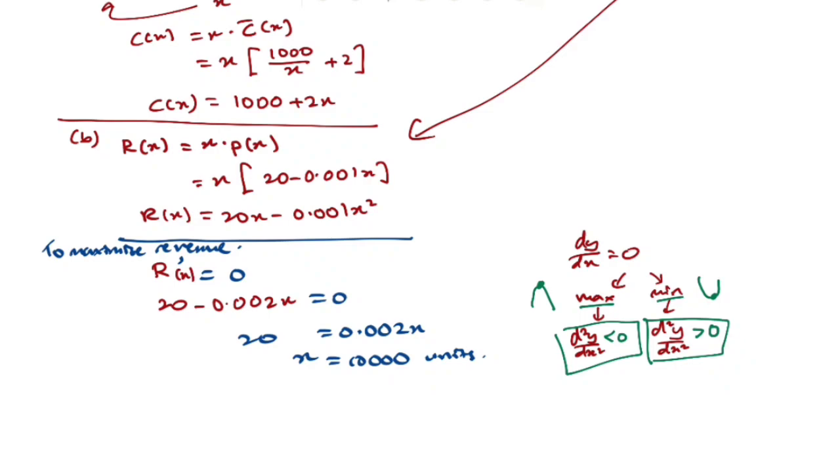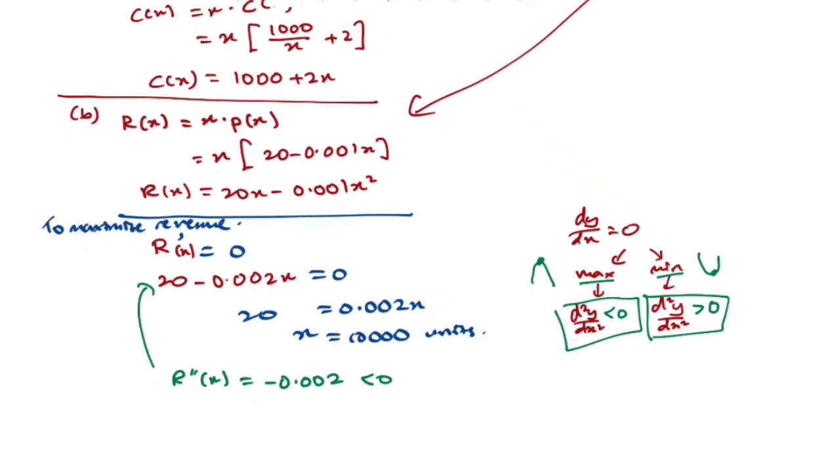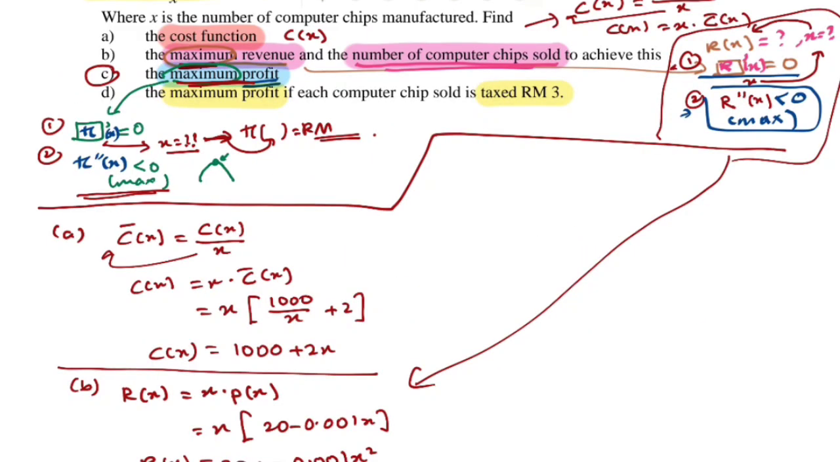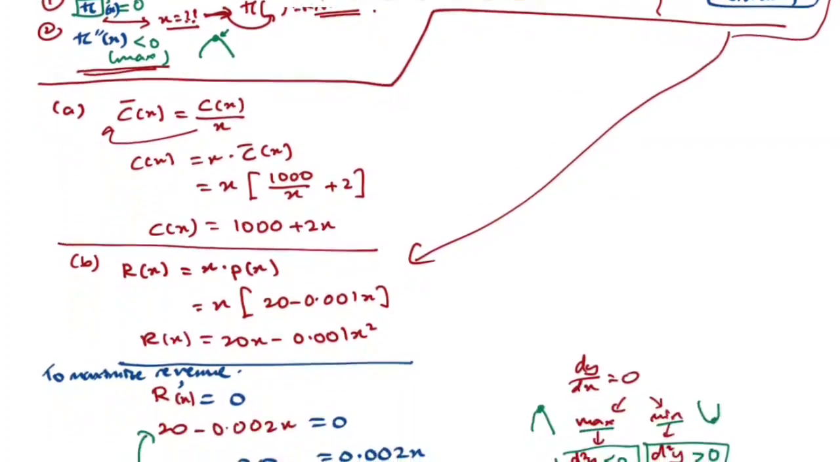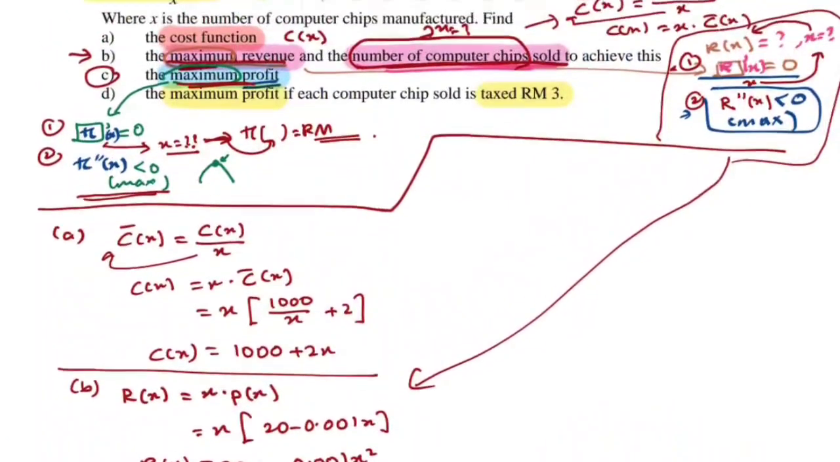Same concept applies here. Now check for your revenue function. Differentiate this revenue function one more time, and you see that the answer is negative. So when it's negative, this means that the maximum exists. Write your conclusion and check back your question. Question B wants you to find the maximum revenue and the number of computer chips sold to achieve this. The number of computer chips is the value of x, and we have found the value of x that maximizes the revenue. But what about the maximum revenue?